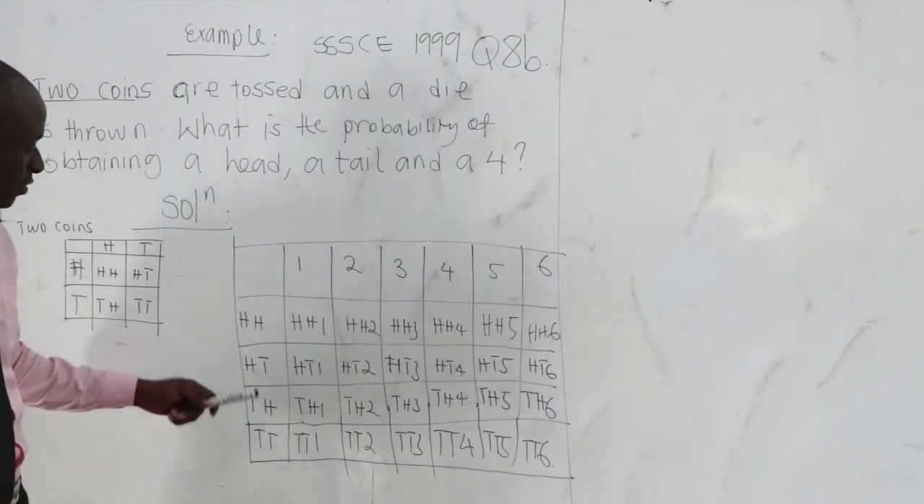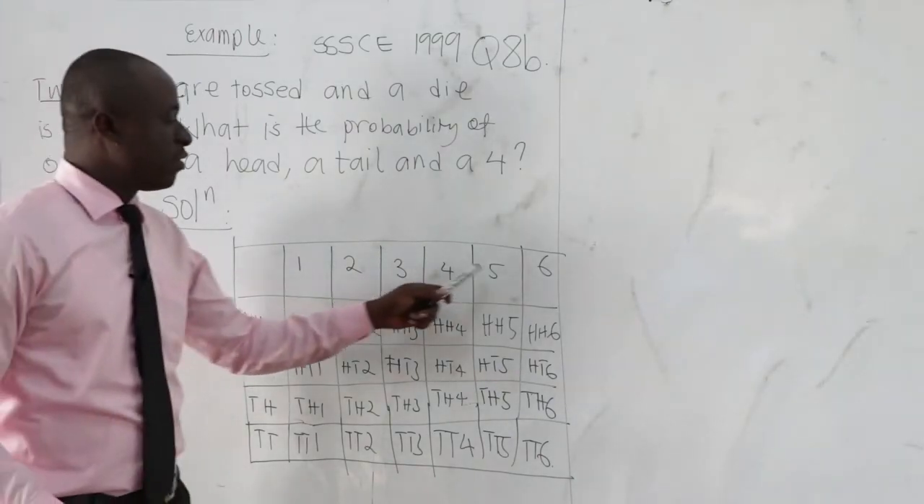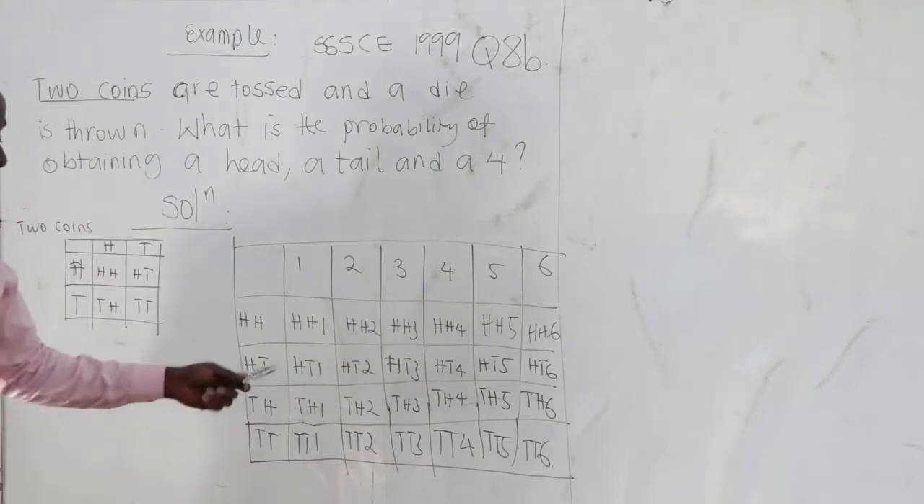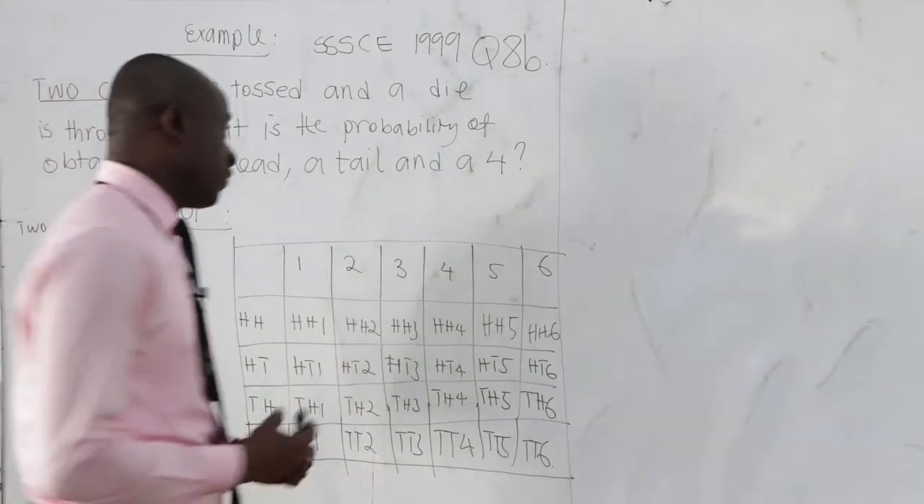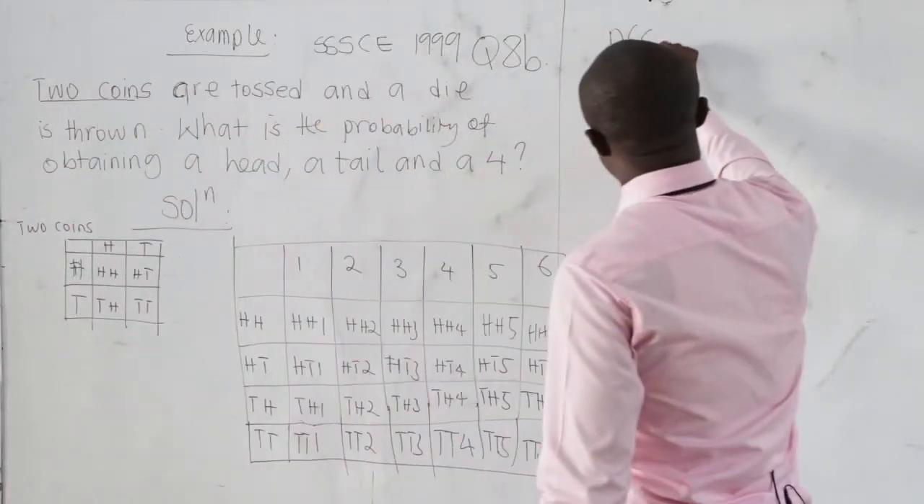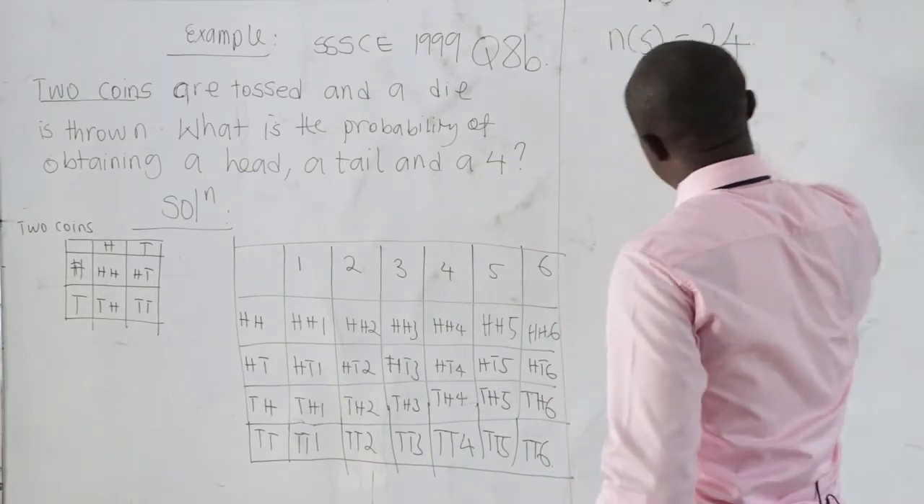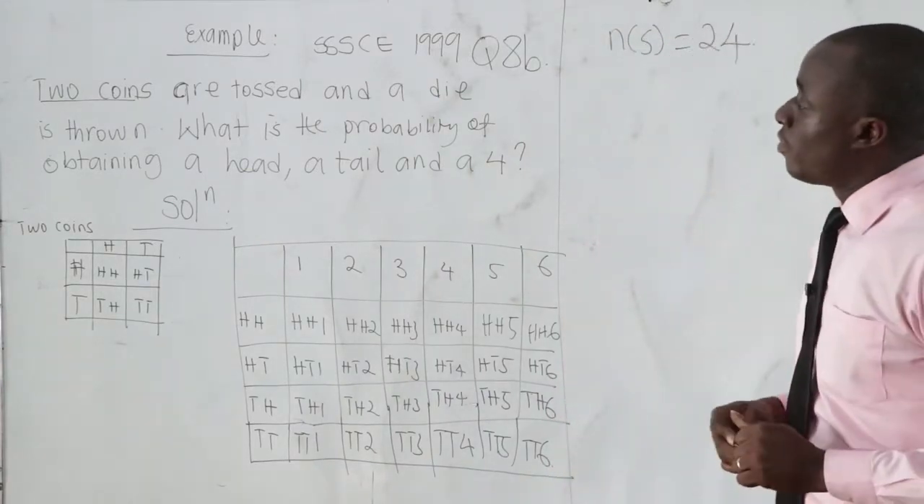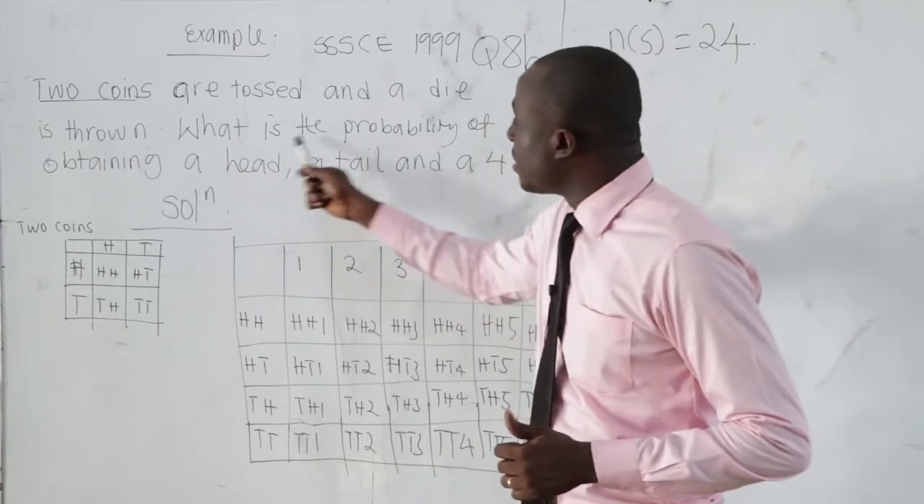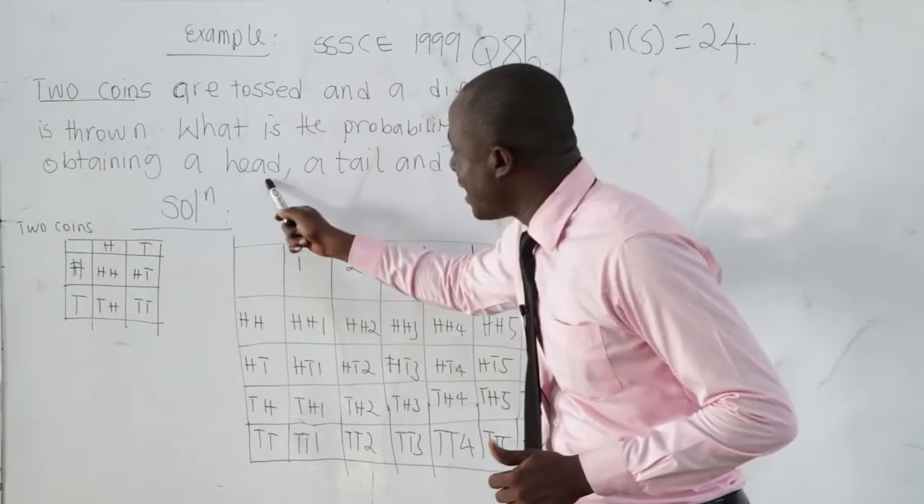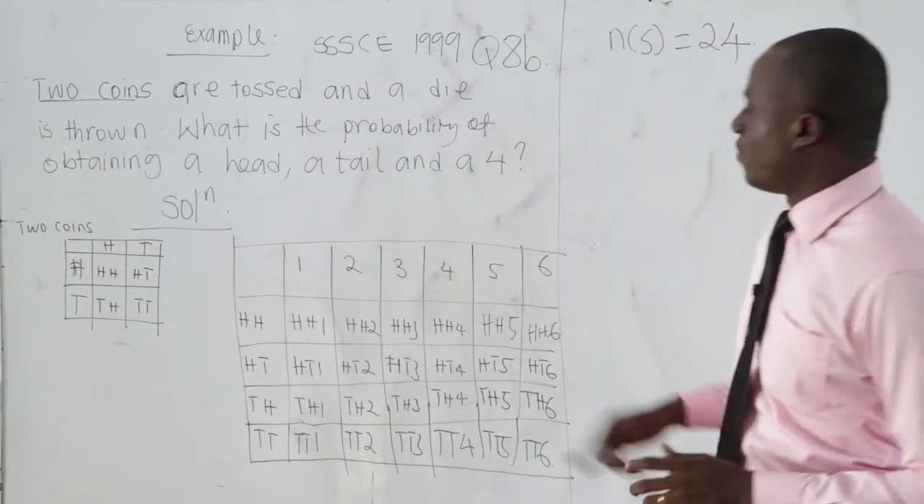Now this we have 1, 2, 3, 4, and 1, 2, 3, 4, 5, 6. So the whole total becomes 4 times 6, that is 24. So our number of sample space will be 24. Now, what is the event? The probability question says: what is the probability of obtaining a head, a tail, and a four?